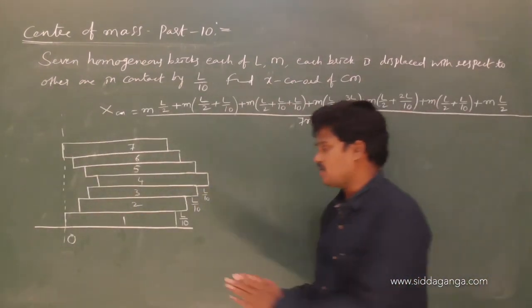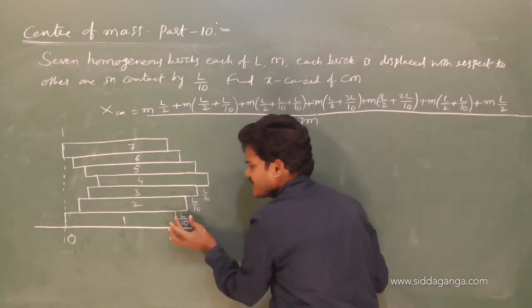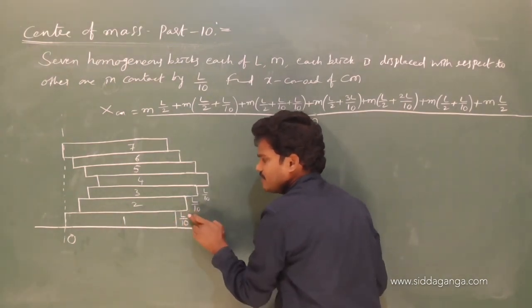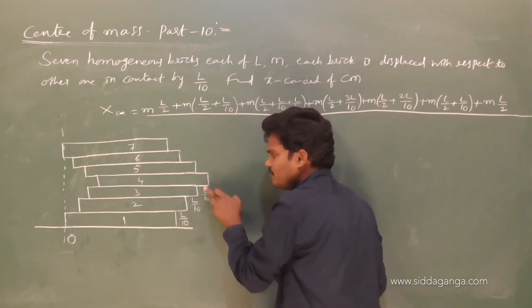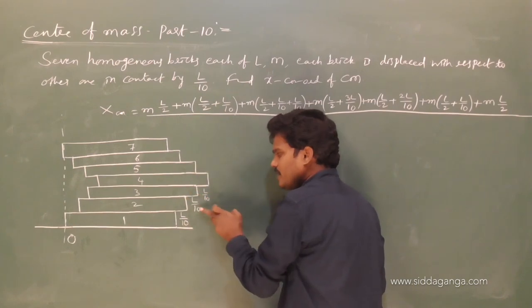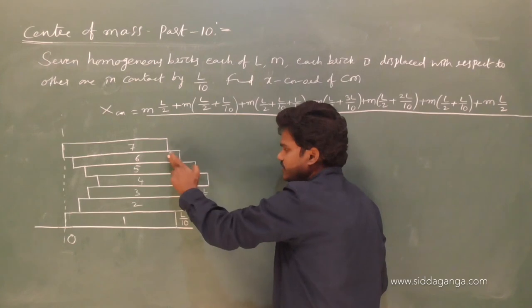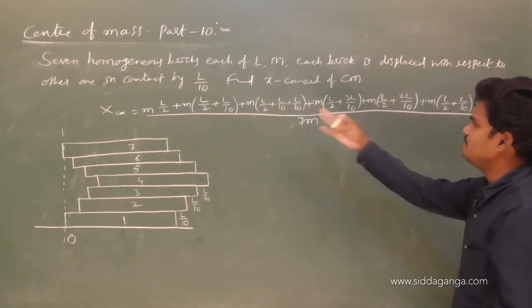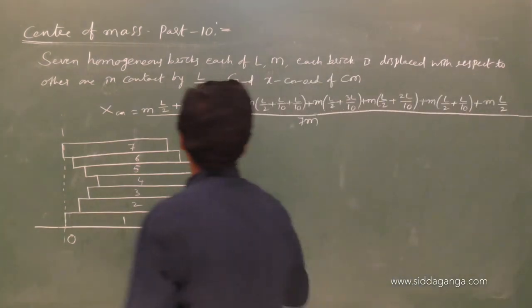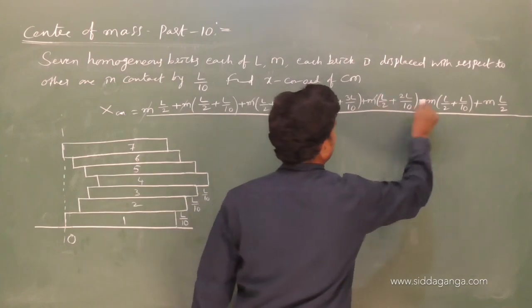See, first block L by 2, the second extends by L by 2 plus L by 10, third L by 2 common, L by 10, L by 10, fourth L by 2, L by 10, L by 10, L by 10, fifth equal to third, sixth equal to second, seventh equal to first. Then add all the things. All the m's cancel out. No need to worry about the masses.